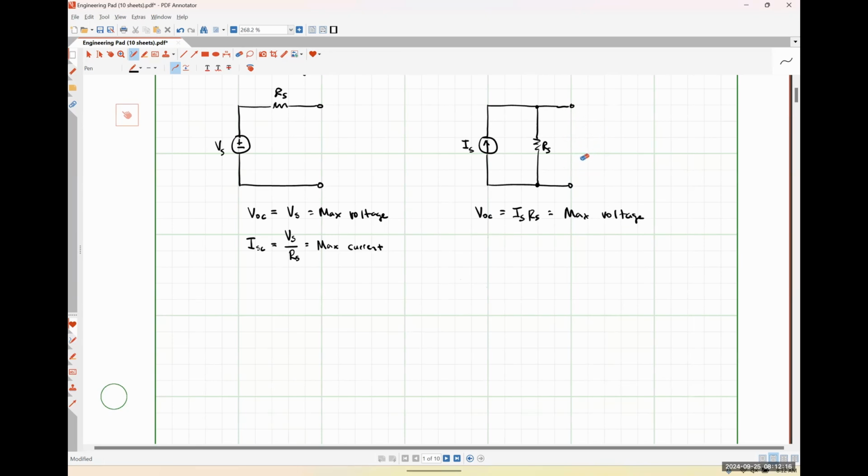And if I were to short circuit the terminals of my practical source, I would, sorry, that should be ISC. I'll get my maximum current. So what should the short circuit current be for this practical current source? IS. So all of our ideal source current bypasses that resistor RS and flows down through the short circuit.